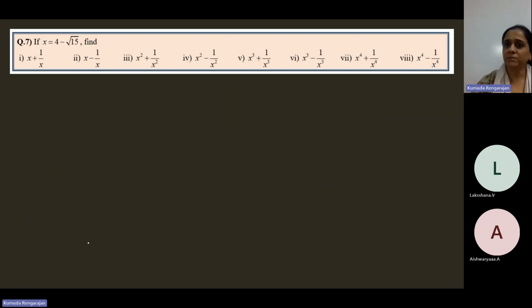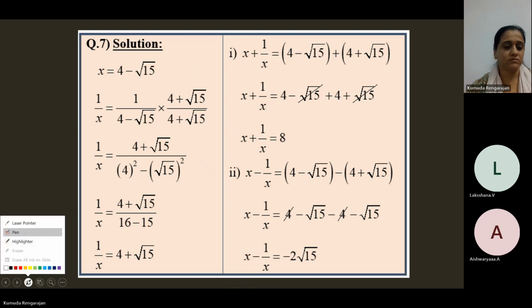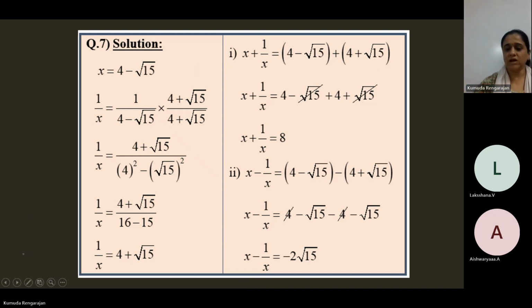Now x minus 1 by x, right? X value minus 1 by x value. So you'll have to subtract. See here. In this slide you can see the answers for x plus 1 by x and x minus 1 by x.